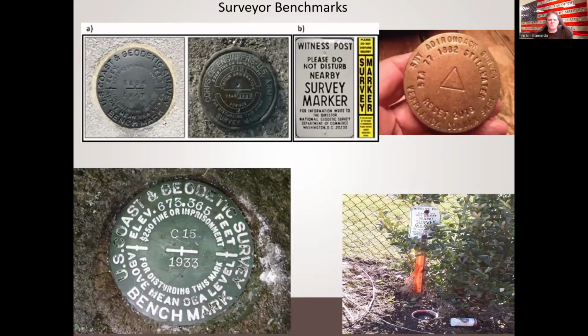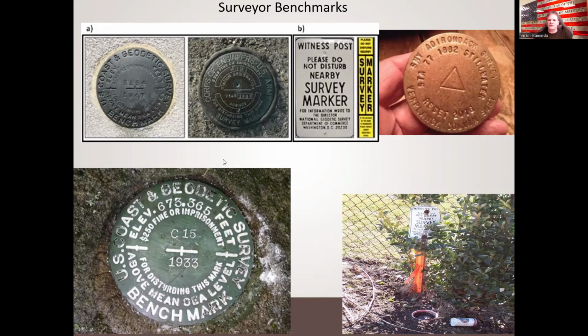Here are some examples of surveyor benchmarks, what they may look like. It could be a sign like this. They could be these kinds of markers that are embedded in rock, stone, what have you. You could find these hiking in the woods somewhere out in the wilderness in the middle of nowhere, or on a mountaintop, embedded in rock.